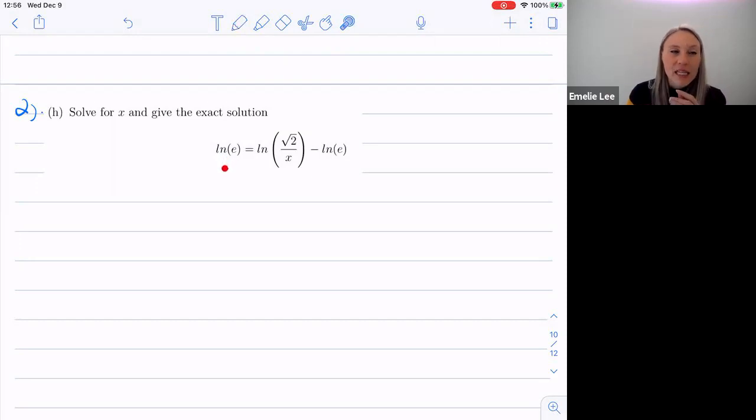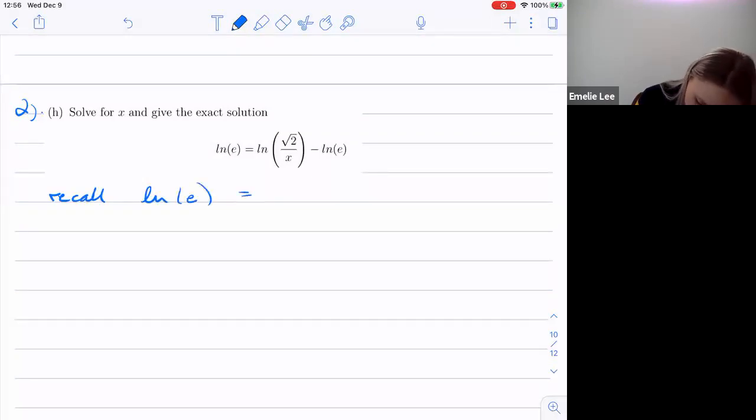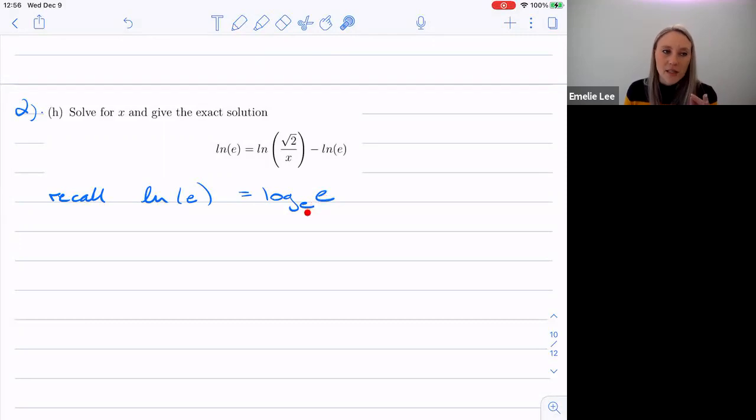we've got the ln of e, which if you want to be sneaky about it, the ln is log base e of e. So you can try it on your calculator, you're just going to find that it's 1. So recall, ln of e is log base e of e. Log base e of e is essentially saying, take the base of the log, e, to the power of what equals e.